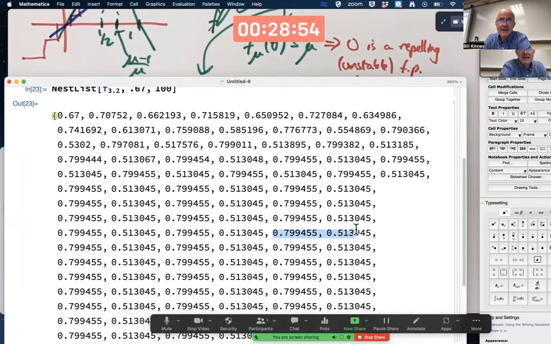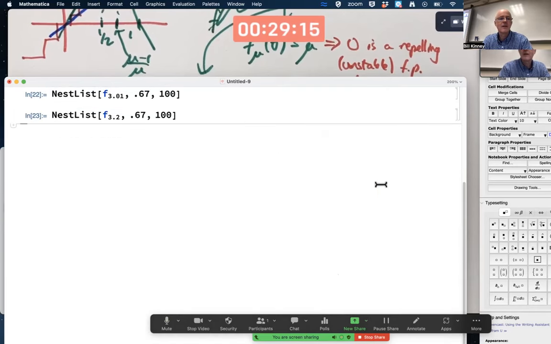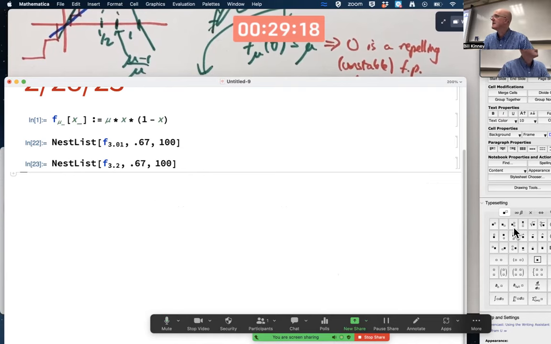Between about 0.7994455 and 0.513045. Looks like there's an attracting 2 cycle. Is there a way to find out exactly what that 2 cycle is? Turns out there is. What do you do to figure it out? Remember what we just talked about a week ago? How do you figure out what the attracting 2 cycle is? This is a concept you should know for the test in 9 days.